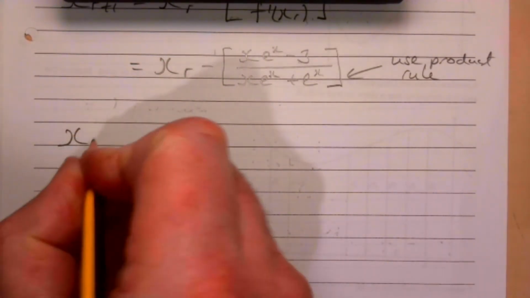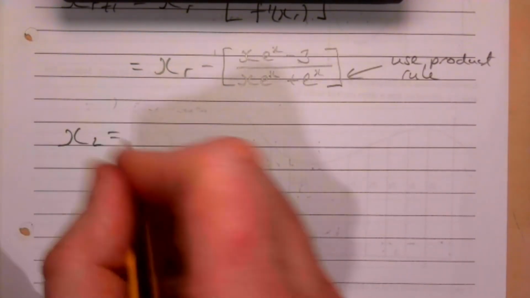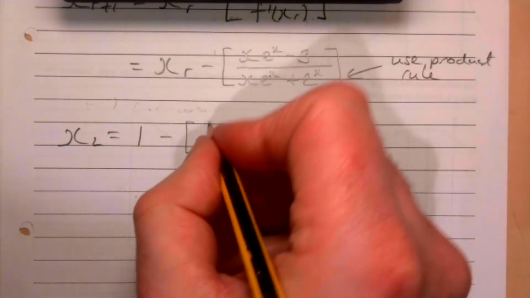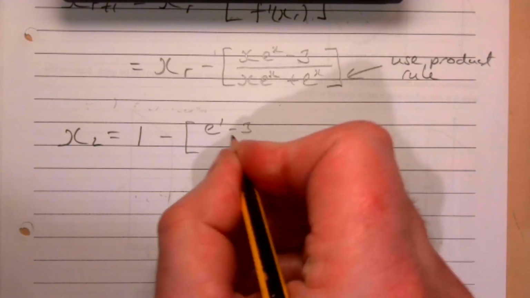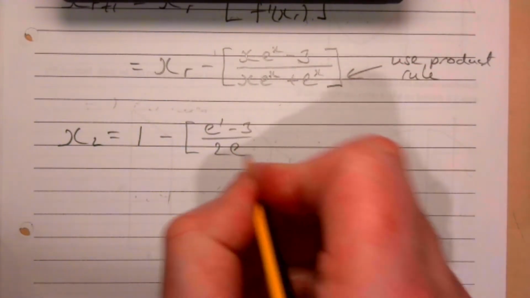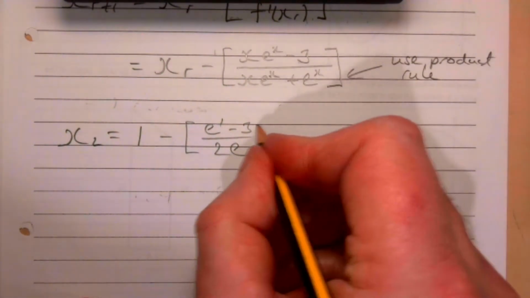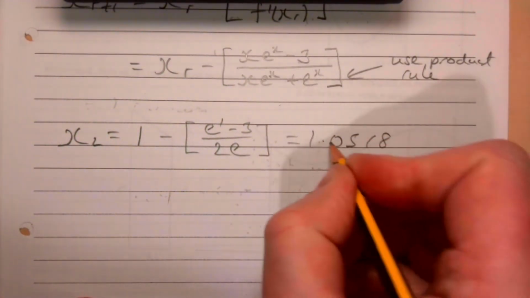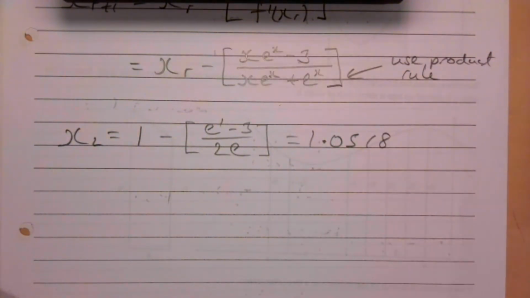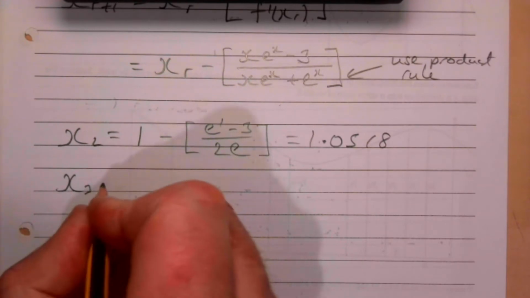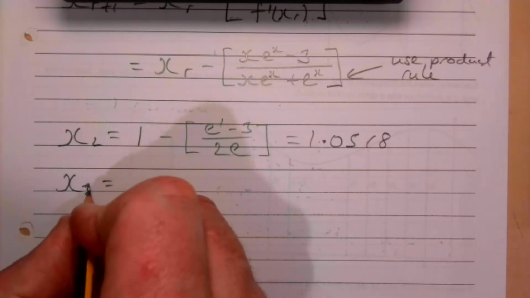So x2 is going to be 1 minus, so that's just 1 e to the 1, e to the 1 take away 3 all over 2e effectively. That gives us 1.0518. That's my x2.